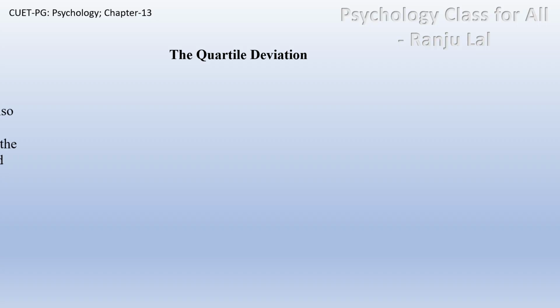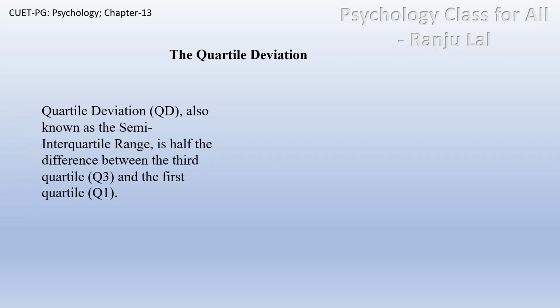So, what is quartile deviation? Quartile deviation, also known as semi-interquartile range, is half the difference between the third quartile and the first quartile. So, the formula is QD equals (Q3 minus Q1) divided by 2. It shows how spread out the middle 50% of the data is, making it more robust than the full range.